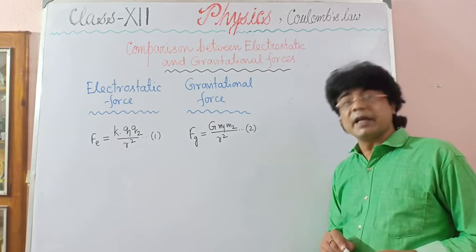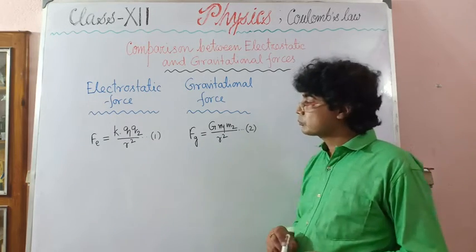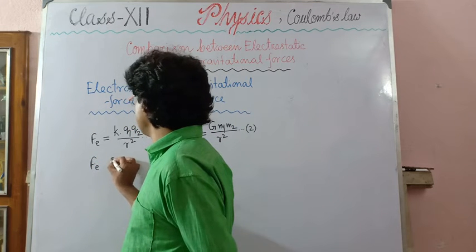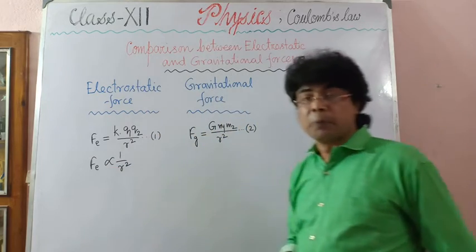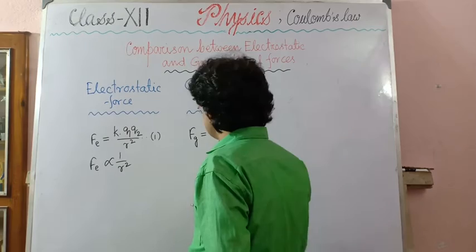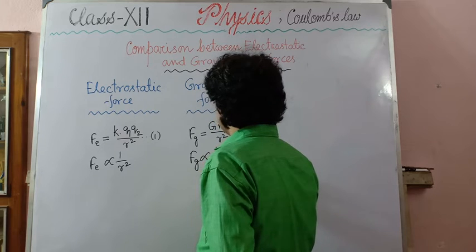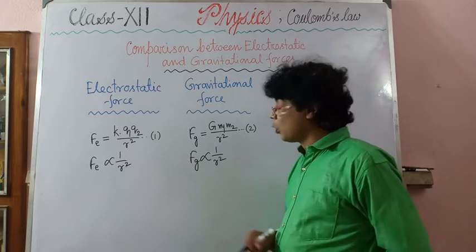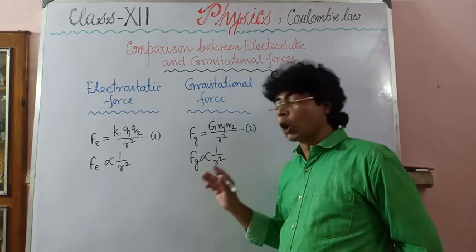Now, some similarities between these two forces are: electrostatic force Fe varies as 1 by r square. So, electrostatic force obeys inverse square law, and gravitational force Fg varies as 1 by r square. So, gravitational force also obeys inverse square law.